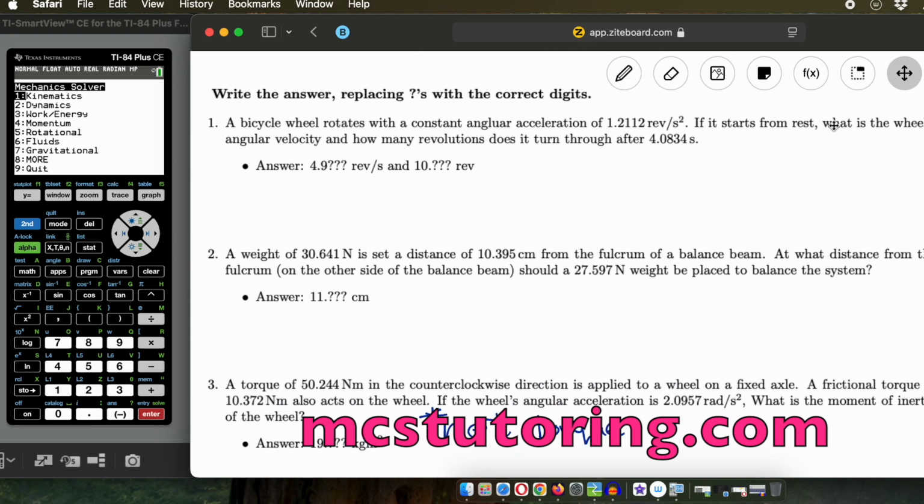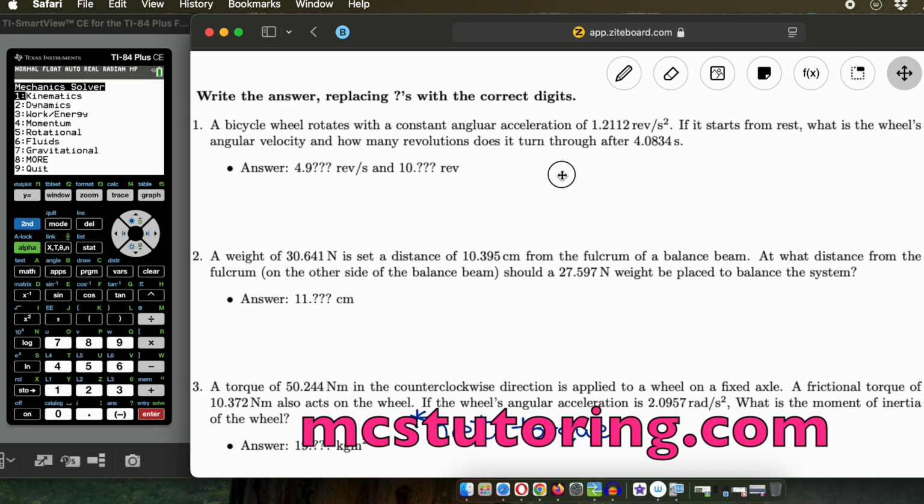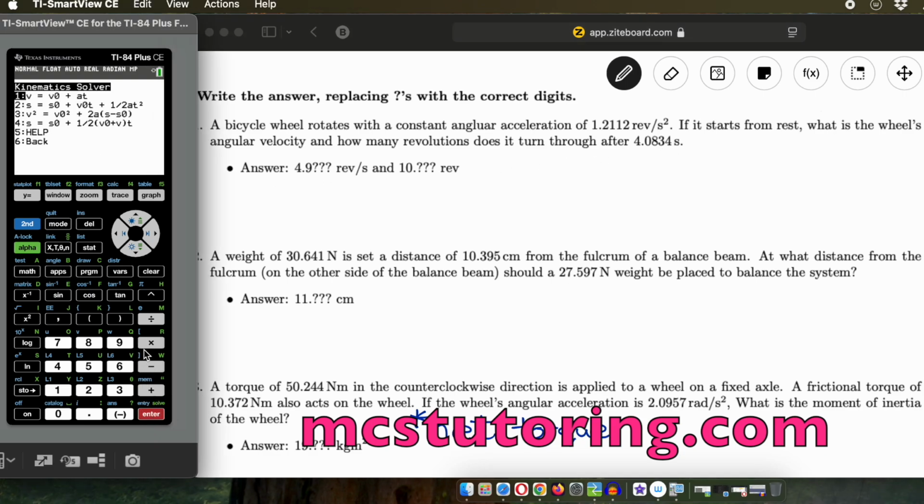Okay, we're going to show how this calculator program for the TI-84 can do a lot of physics stuff, this and more. First, question 1: a bicycle wheel rotates with constant angular acceleration of 1.2112 revolutions per second squared. If it starts from rest, what is the wheel's angular velocity and how many revolutions does it turn through after 4.0834 seconds? This is going to be under the kinematics menu.